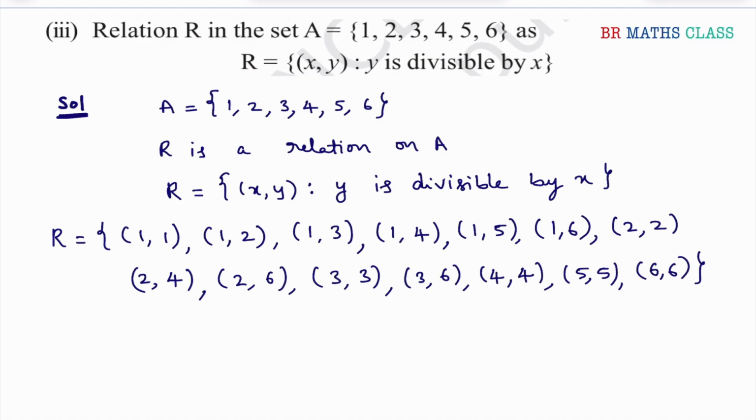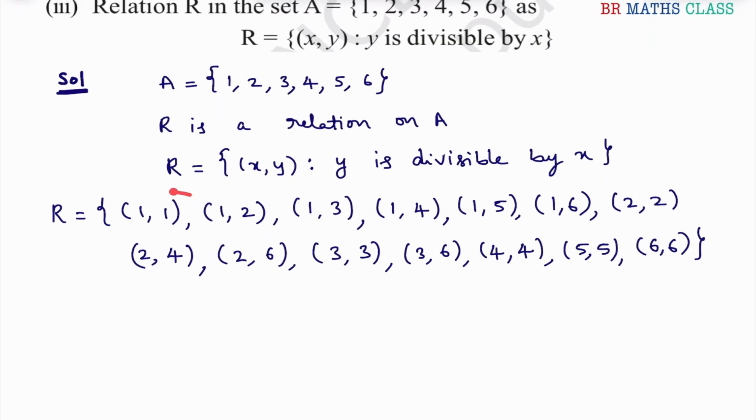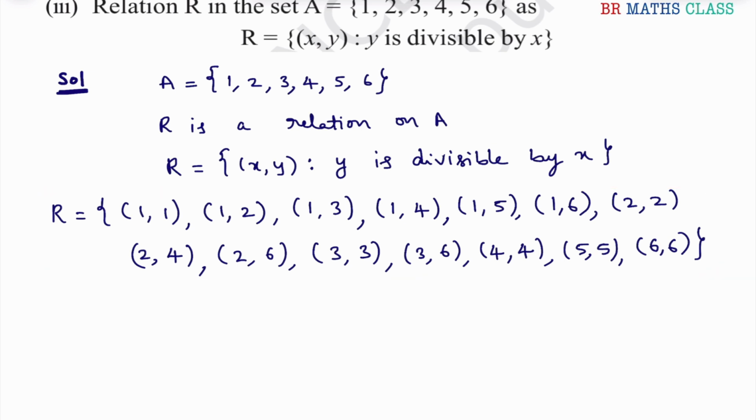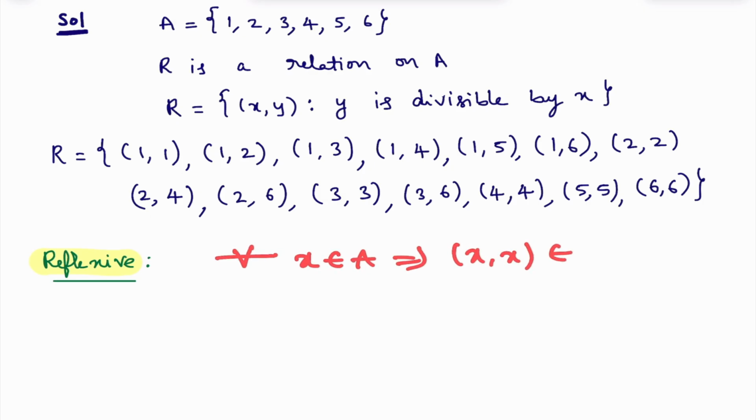Okay, right. Now I have written this relation in roster method. It is not compulsory to write these elements because this is a bigger set. If you write it, you can easily check. Now I need to check whether this relation is reflexive or symmetric or transitive. All those things I need to check. Okay. Reflexive. How to check reflexive? What is the definition of reflexive? For every x in set A, is ordered pair x comma x there in the relation or not?